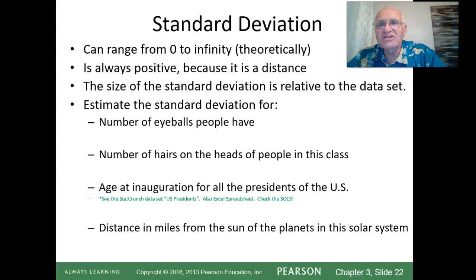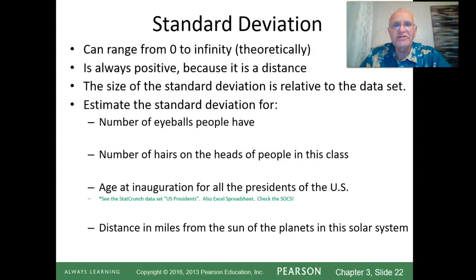So if you estimate it, just ask, is this going to be a big or a small standard deviation? Don't worry about the numbers so much. The number of eyeballs people have should not vary a whole lot from 2. Turns out the average is less than 2. I don't think we have many people with more than 2, but there are people that are missing eyes for one reason or another. So it's going to be very close to 2, and there's not much variability.